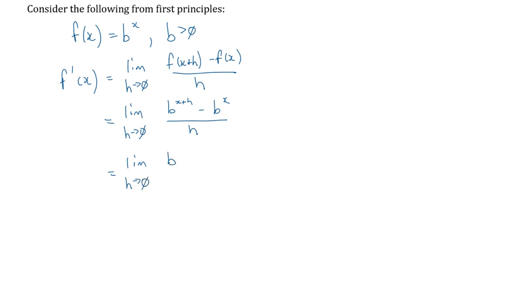b to the x plus h is the same as b to the x times b to the h. Why? Well, x squared times x cubed is x to the 2 plus 3, which would be x to the 5, but that's not what we care about right now. It's that 2 plus 3 part. So what I've done is I've gone the other direction. I had a sum, so I went the other direction and turned it into a product of two exponential expressions. Well, now what can I do? Now I can common factor out b to the x.